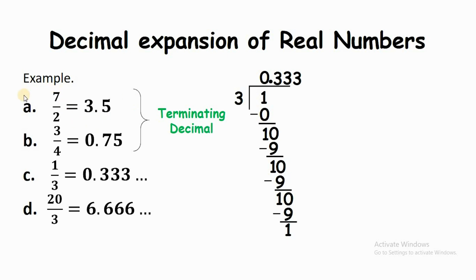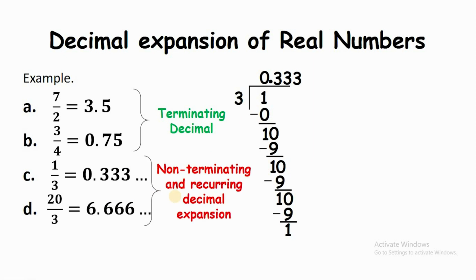And in the next two examples, that is C and D, in both the cases you will see that the decimal points are not terminating. At the same time, it is repeating. So such kind of decimal expansions are called non-terminating and recurring decimal expansion, or you can say repeating decimal expansion. So every rational number will have either terminating decimal expansion or non-terminating and recurring decimal expansion. Now, how to find the decimal expansion of an irrational number?